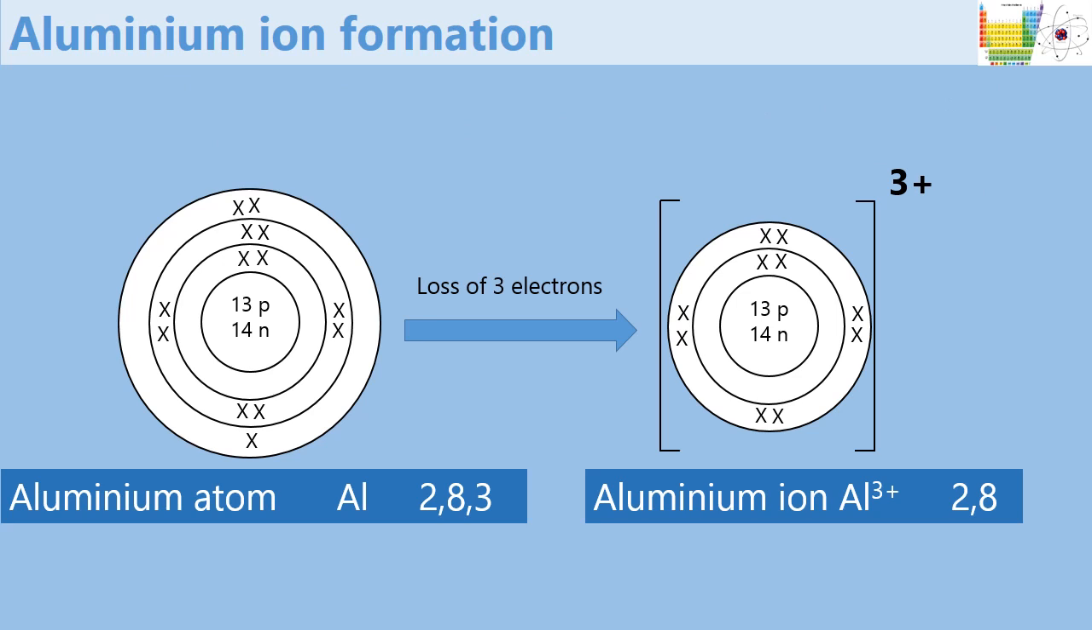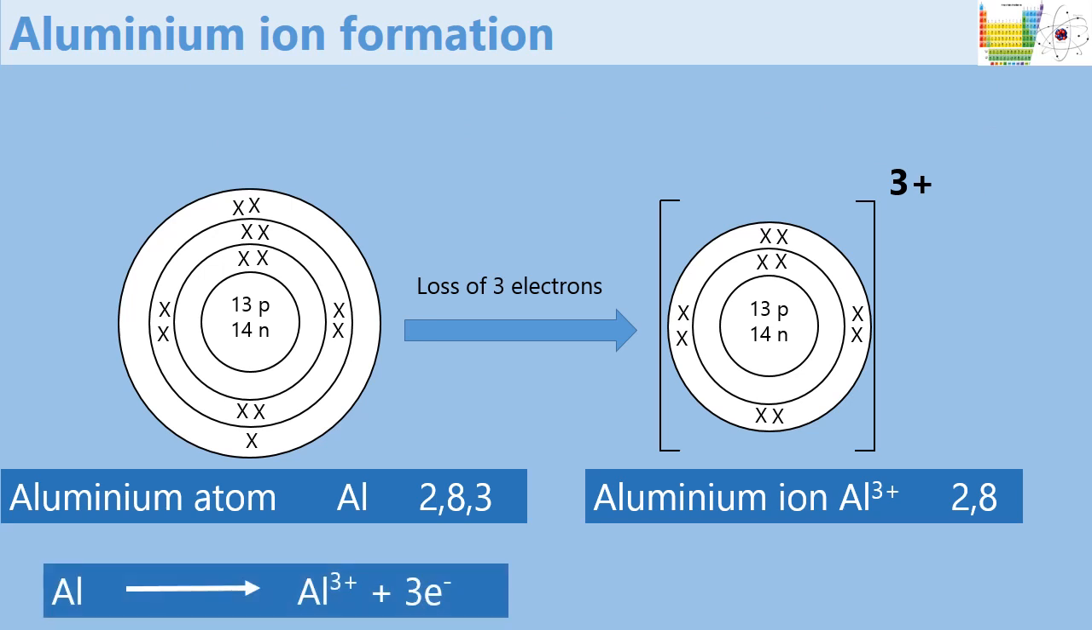In order to represent this change in an equation, we carry out like this. Aluminium, which is neutral, will lose 3 electrons to form aluminium ion and 3 electrons. Now let us just have a look at this part here. Aluminium will lose 3 electrons, meaning we subtract 3 electrons to give us aluminium ion.